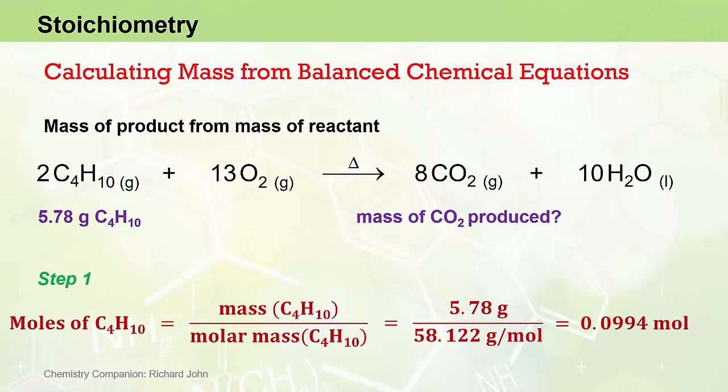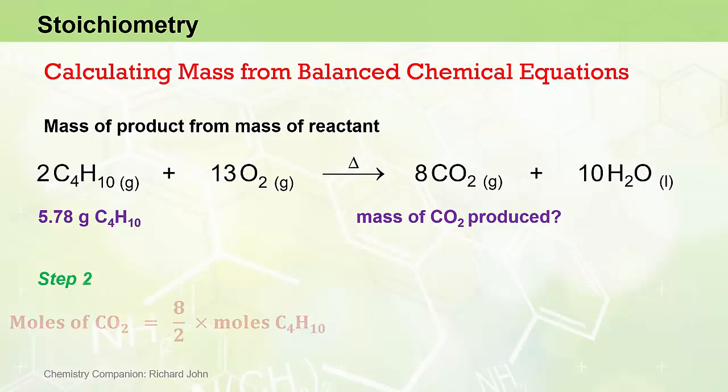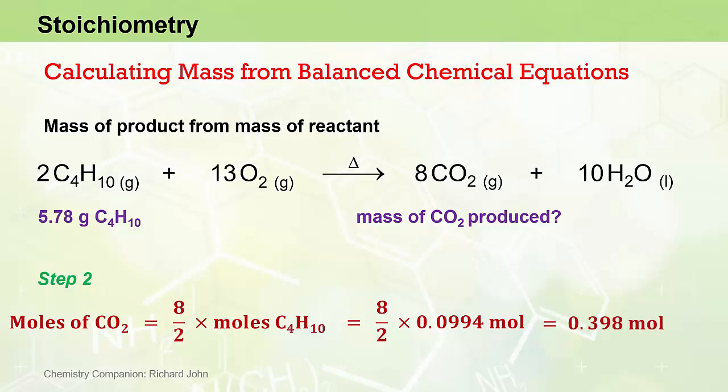And we can substitute that value into the molar mass equation here to give a total of 0.0994 moles of butane. In step 2, we now calculate the moles of carbon dioxide that will be produced by using this expression. Moles of carbon dioxide equals 8 on 2 times the starting moles of butane that we just calculated. The 8 comes from the stoichiometric coefficient of the substance we're trying to find information about, divided by 2, the stoichiometric coefficient of the substance we've been given information about. That will equal 8 on 2 times the 0.0994 moles that we just calculated in step 1, which gives us 0.398 moles of carbon dioxide produced.